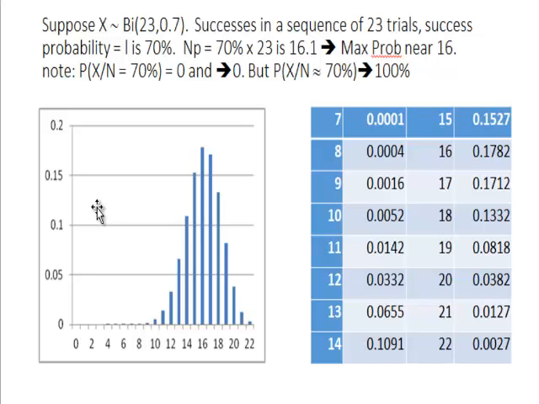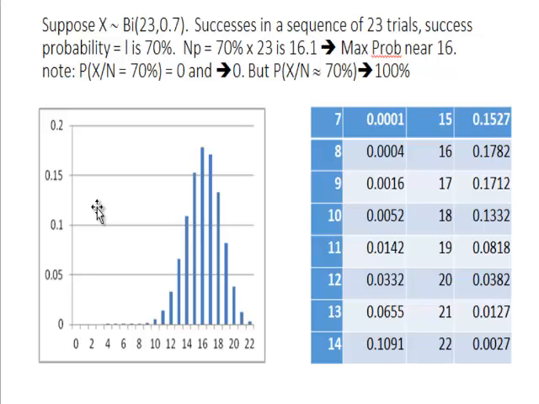Alright, so here is an illustration. Suppose X is binomial with 23 trials and 70% success probability. In each trial, the probability of success is 70%. And so what is NP? 70% of 23 is 16.1, which is not an integer, but 16 is close to that. So we expect that the probability of X equals 16 should be the highest, and then it will decline away from it. And that is what the picture shows.